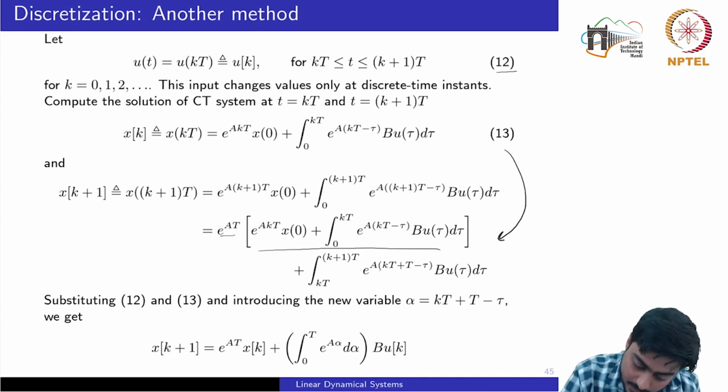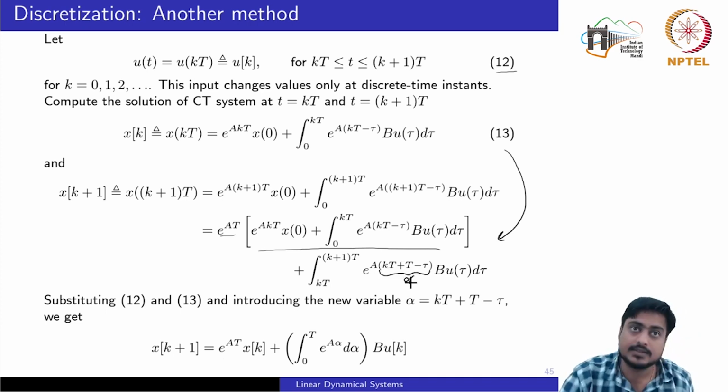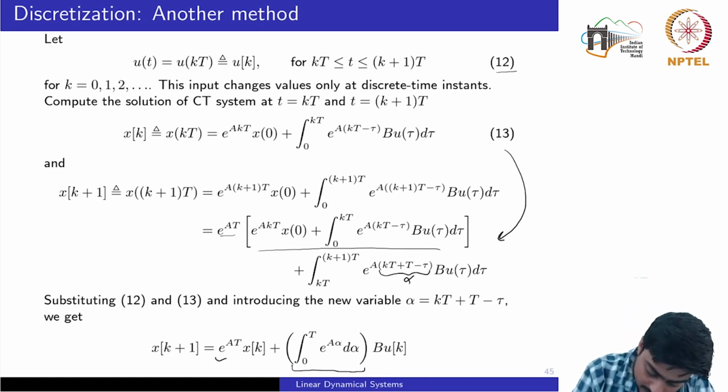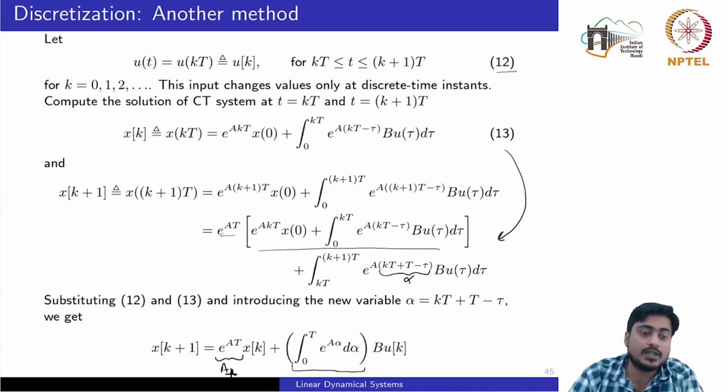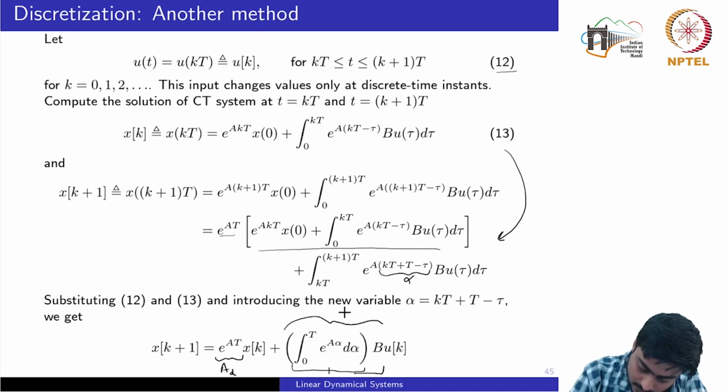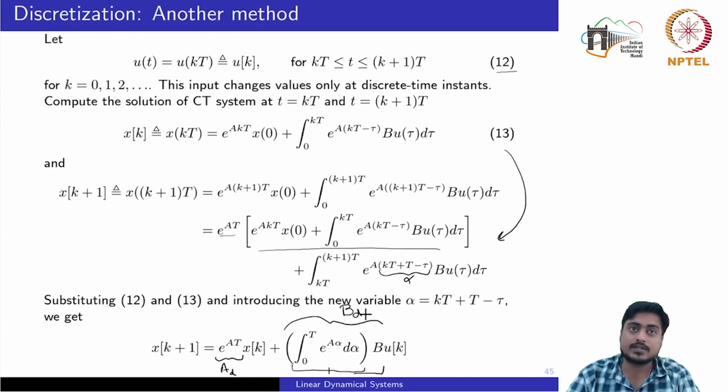Because I replace this part by alpha, I would have e to the power A alpha d alpha, since B is a constant matrix. Rearranging the lower limit and the upper limit of the integral, we finally get this expression. Now this part I can define as the discrete time A matrix of the continuous time system, and this whole part is basically the BD matrix.